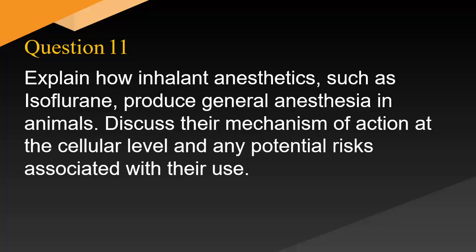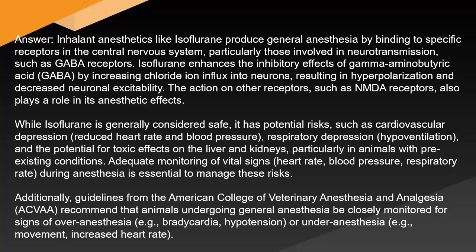Explain how inhalant anesthetics, such as isoflurane, produce general anesthesia in animals. Discuss their mechanism of action at the cellular level and any potential risks associated with their use. Answer: inhalant anesthetics like isoflurane produce general anesthesia by binding to specific receptors in the central nervous system, particularly those involved in neurotransmission such as GABA receptors.